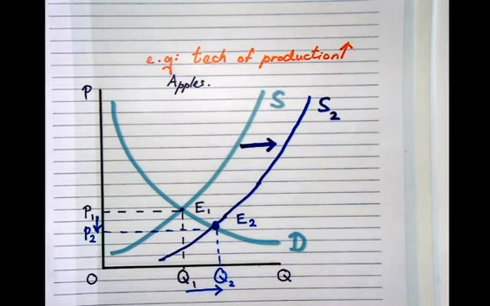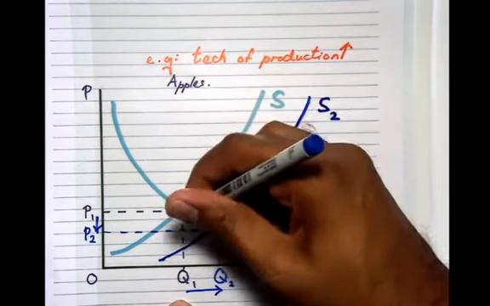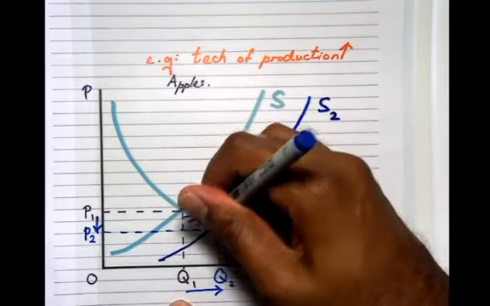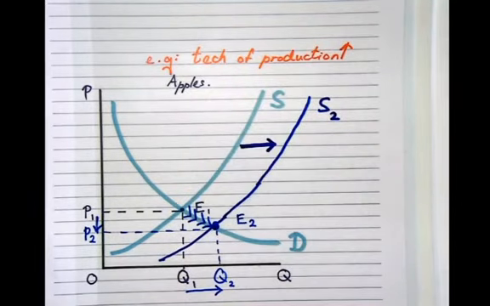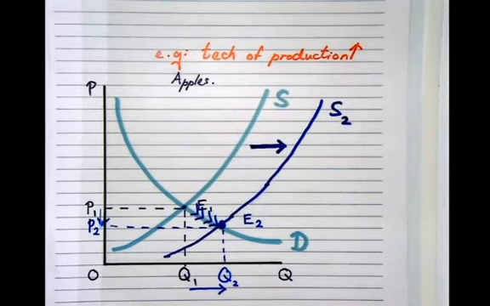Is that okay? Are buyers buying more? Yes. If you look at the movement from E1 to E2, yes, buyers are buying more. The quantity demanded has increased. But buyers are not buying more because the technology of production has improved. The reason buyers are buying more is because of the subsequent decrease in the price.